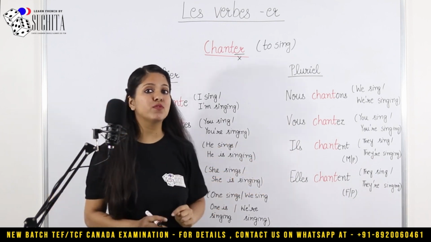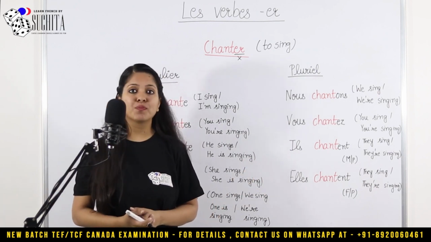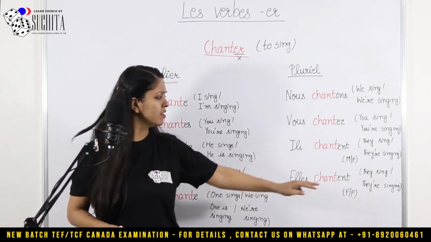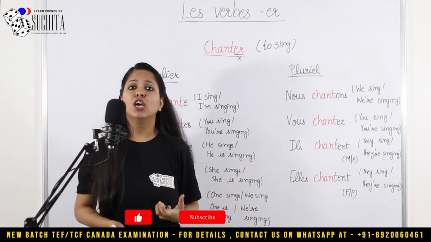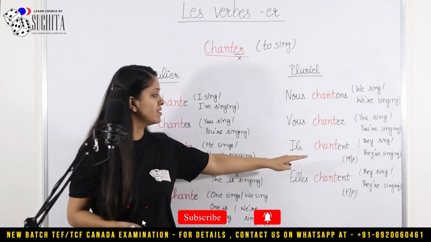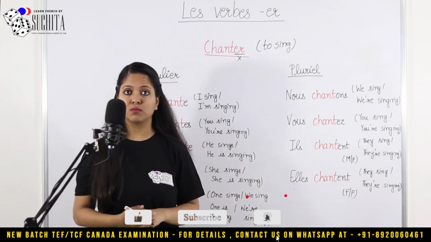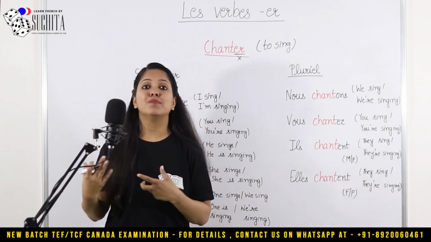Now the biggest mistake which I've seen is people pronounce it as ils chantons. No. In all the conjugations, you take any verb, whenever you have the termination as ent, you never pronounce that. So it is ils chantent, elles chantent. Never say it as ils chantons. Okay? Je chante, I sing, or I am singing.